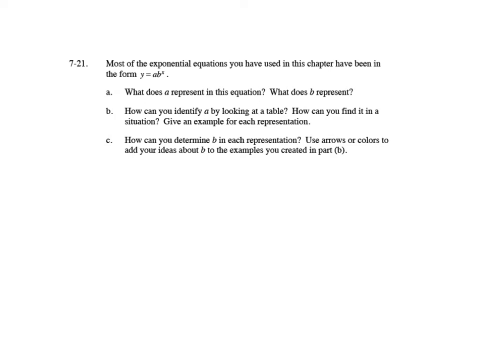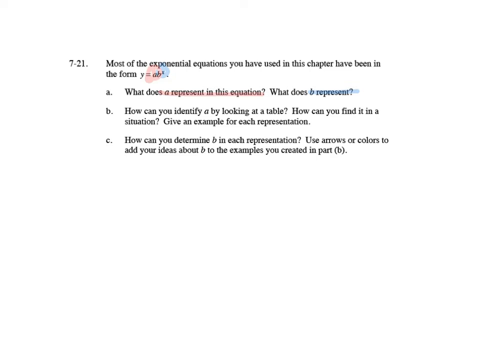Most exponential equations are of the form y equals a times b to the x. What does a represent? A represents the starting point, how many they start with. What does b represent? B represents the multiplier. What is the rate of change?